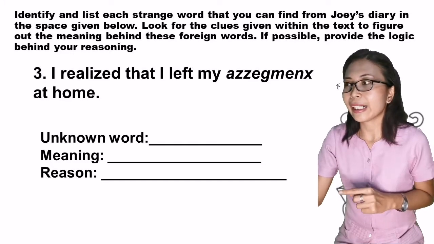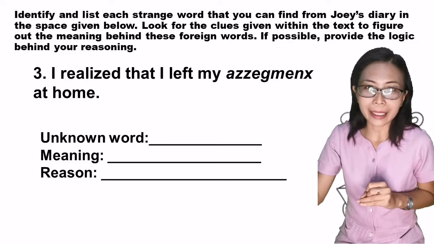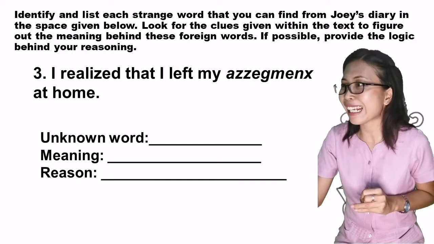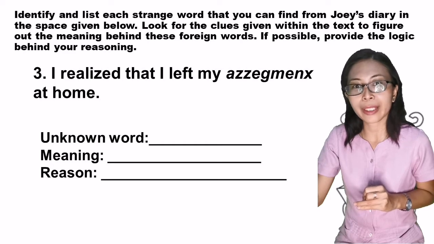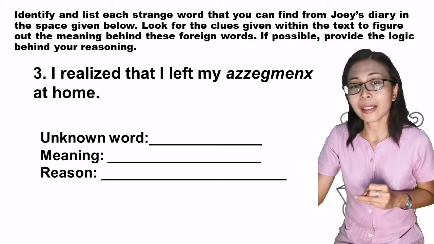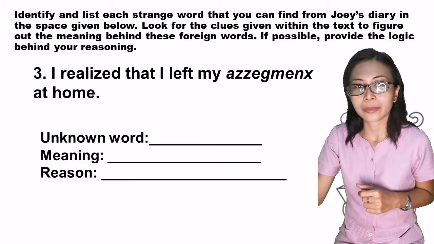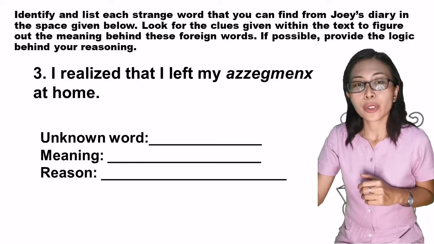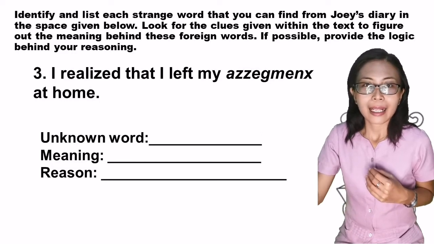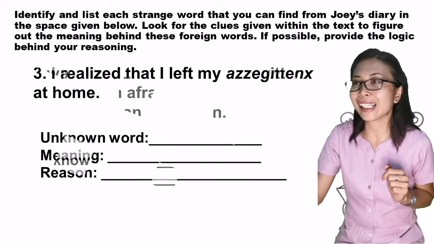So, the unknown word again is assignments, and the meaning is homework or assignment. And as we observed, the unknown word could be extracted from the word assignments, structurally speaking. Next, the reason is that the assignment or homework has to be done at home. And that is the clue why we came to the conclusion that the word means assignment or homework. Yay, group 3.